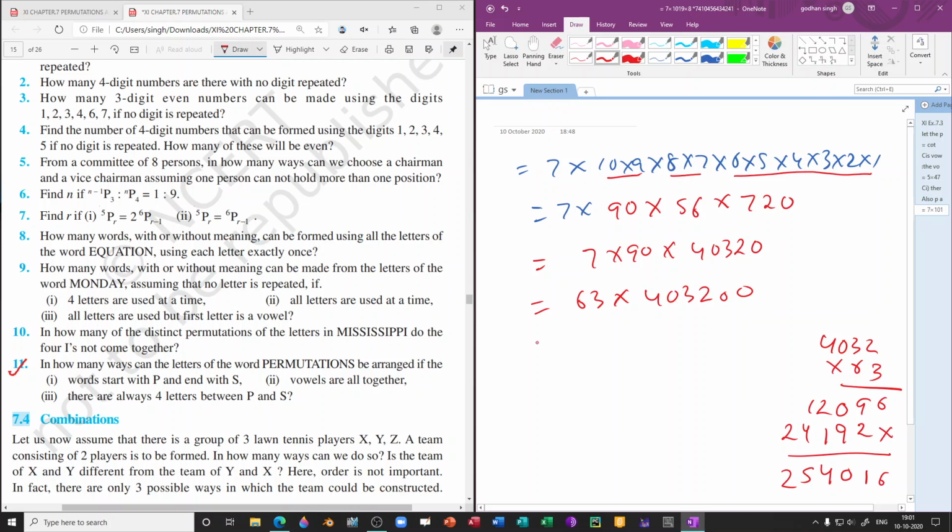So what we are going to get is 254016, and these two zeros are there. So this is the answer of question number 11, third part, and with this exercise 7.3 is also complete.